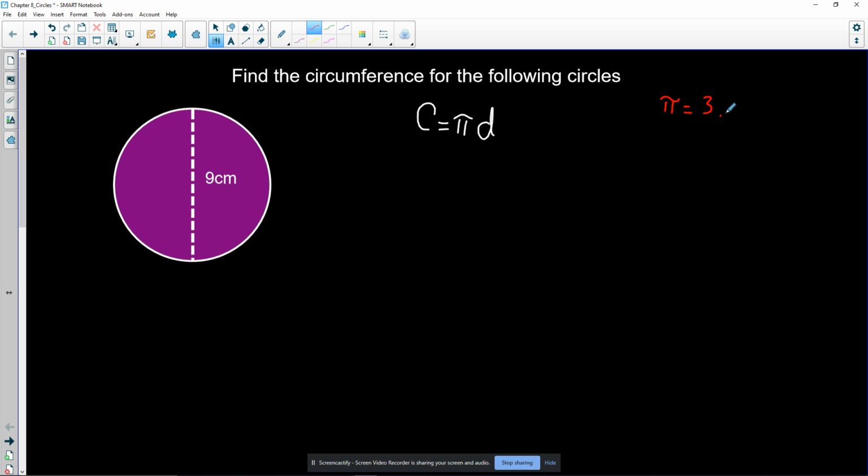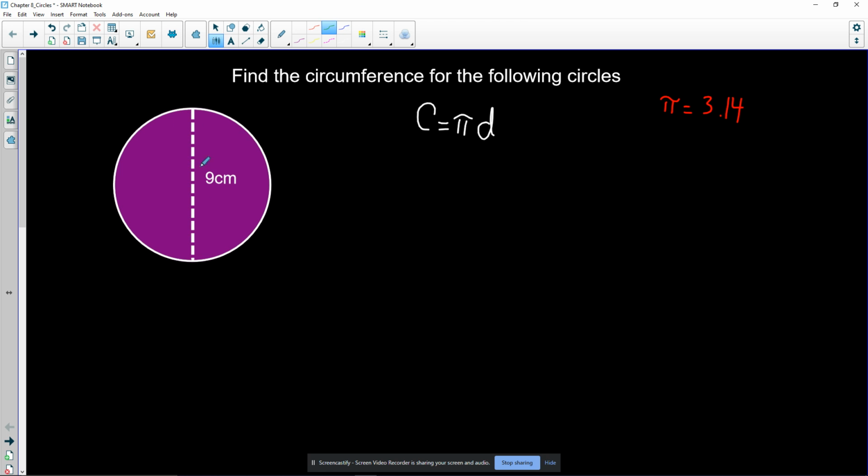Now if you do have a graphing calculator or a calculator and you choose to use the pi button, just remember that that value is going to be more accurate. But for the purposes of our grade 7 math curriculum, 3.14 is common to be used. So now we just go ahead and replace our letters or our variables with the information that we know.